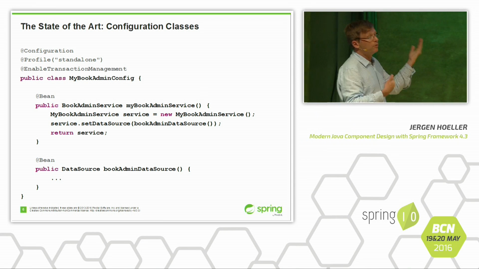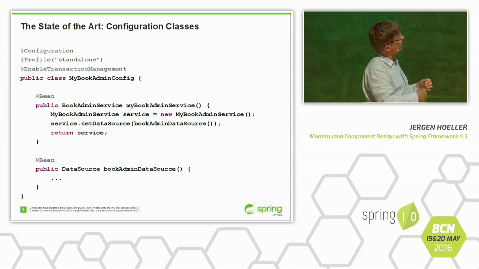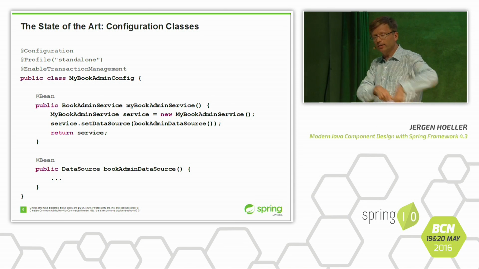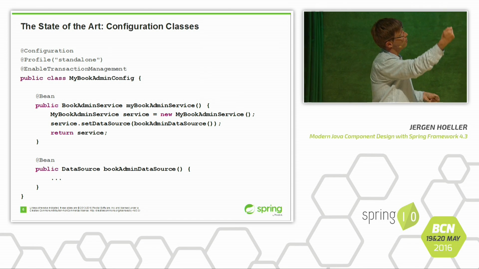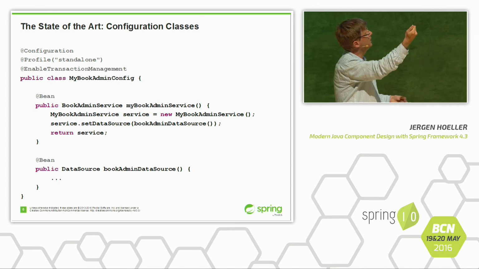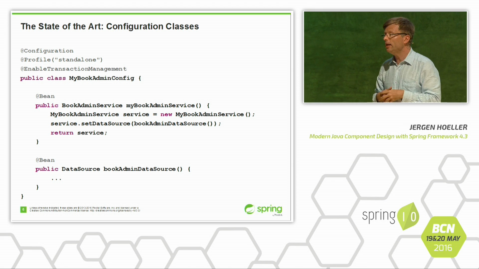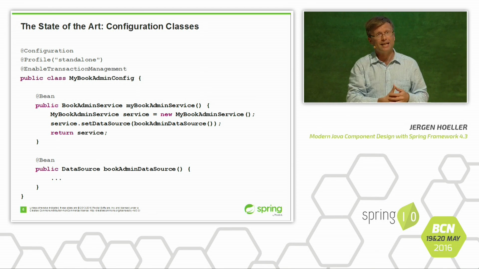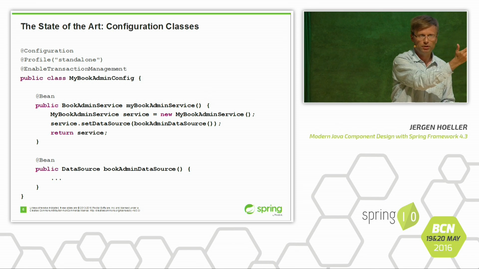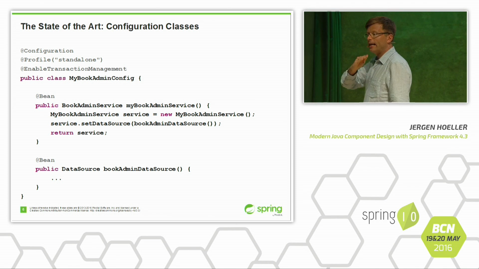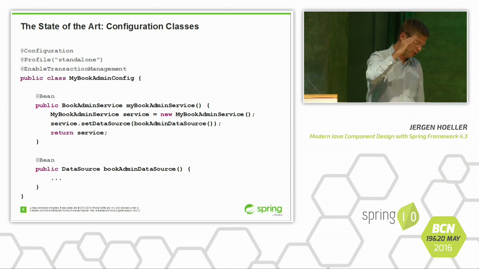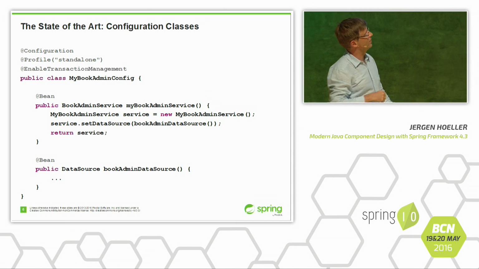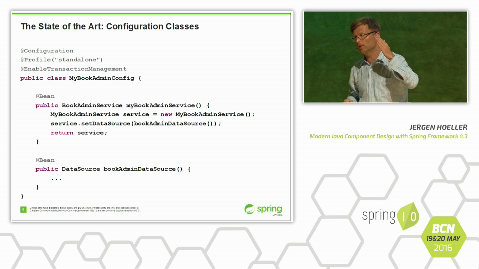@Bean methods can refer to each other. So in this case, within the body of a particular factory method, you can call yet another @Bean method to have a symbolic reference to that other component. We actually intercept those calls. So this myBookAdminDataSource call to the other method is actually intercepted, goes back through the container. You will get the shared, managed, potentially proxied instance of that other bean returned to you. So it's not a straight method call, even if it looks like one.